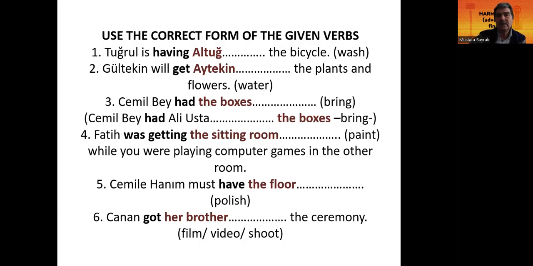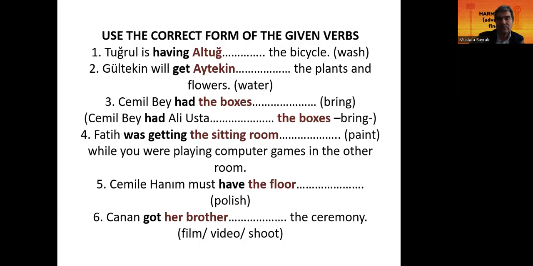3. Cemil Bey had the boxes. With bring. Have something done. Cemil Bey had the boxes. Bring. Brought. The third form is brought. Cemil Bey had the boxes brought. But if we say Cemil Bey had Ali Usta bring the boxes, this time, bring.